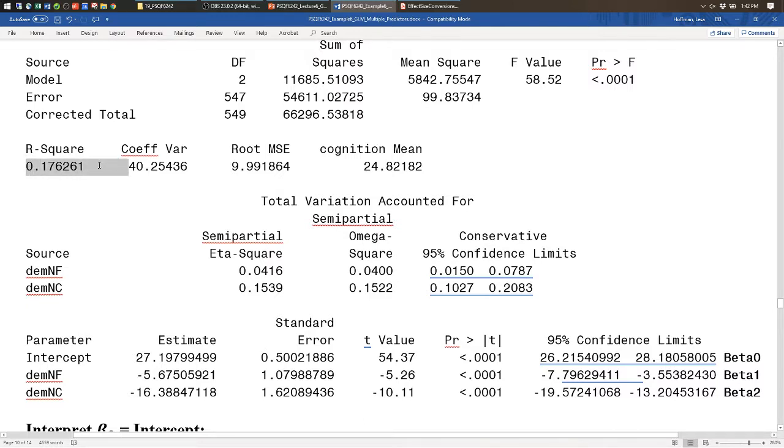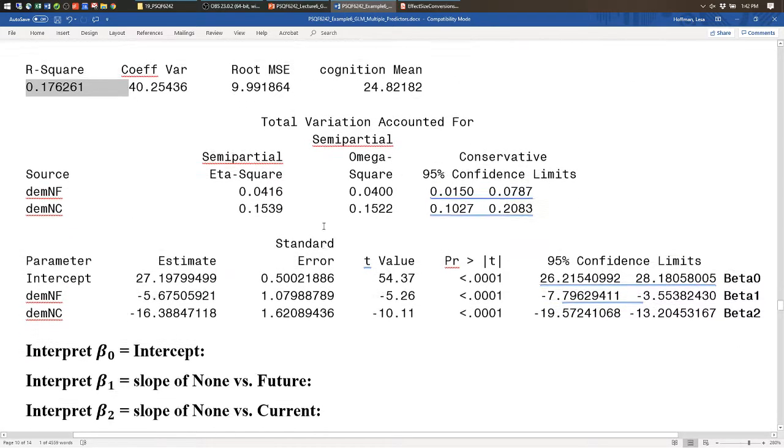So R-square, we're talking about that so far as proportion reduction in variance, right? 17% of all the reasons why cognition differs across people in my sample is because of their dementia standing. But it is also the square of the correlation between what and what? Predicted and observed, right? Y hat and Y. So it takes two slopes to get a predicted Y hat for each person, because I have to know what their standing is on each of those dummy variables.